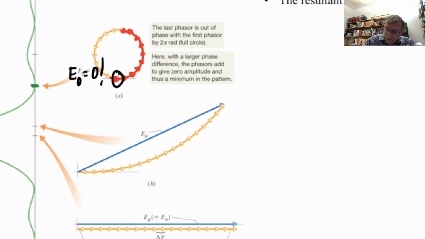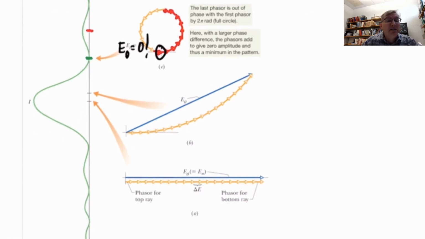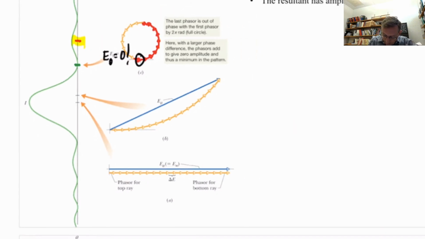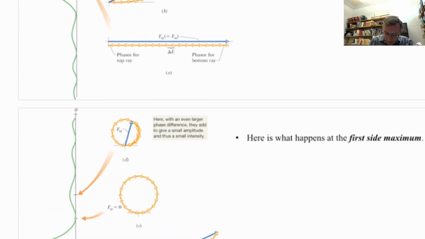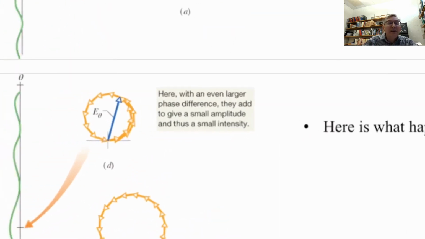All right, let's go up to one more point. Let's go up to the point on the viewing screen that's at the first side maximum, which is where the next peak is up there. Although notice the height of that peak on the intensity graph is a lot less than the height of the central maximum. Still, we'll call this point right here the location of the first side maximum. Let's see what's happening with the phasors there. The first side maximum. I'll expand here so you can see it.